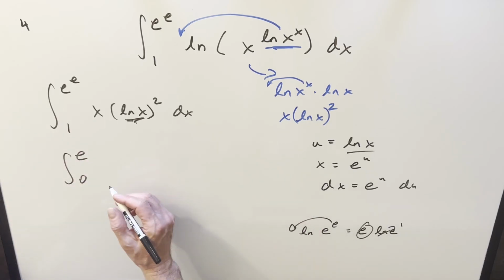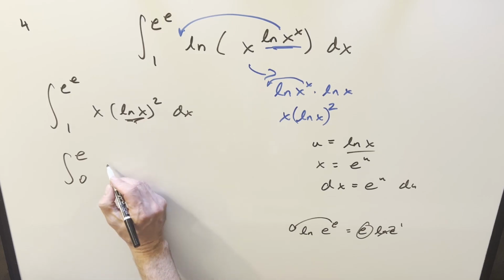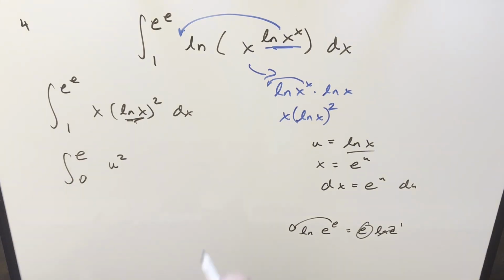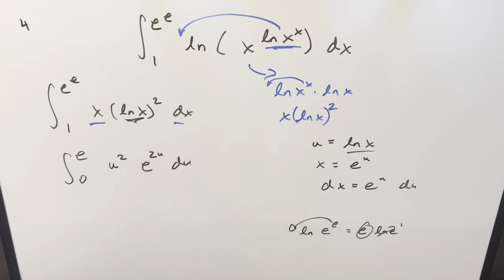Then x is going to be e to the u. Let's kind of do this in one step. So like this here is going to be u squared. Then from here, if x is e to the u and dx is e to the u du, I can multiply those together, and what we'll get is e to the 2u du.